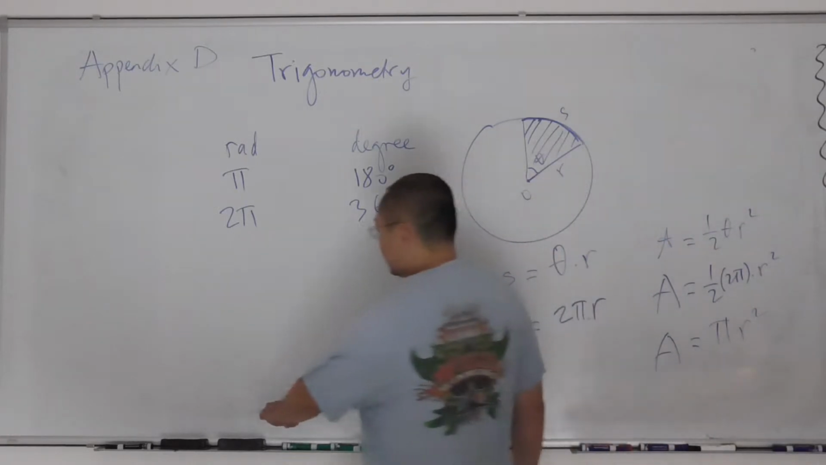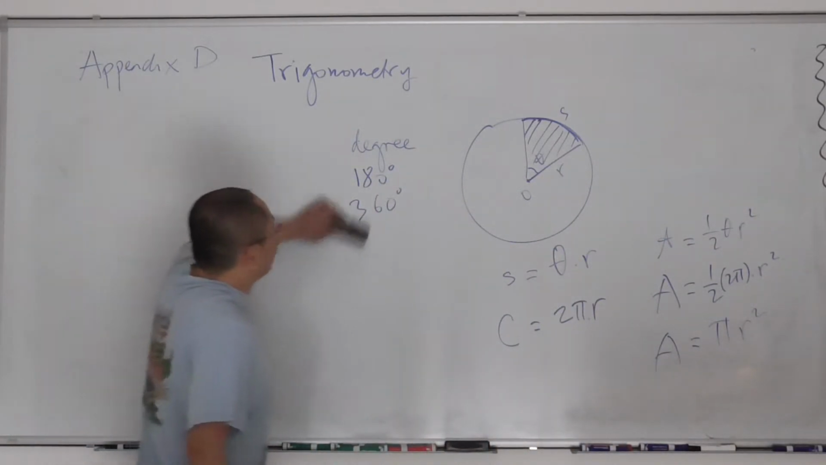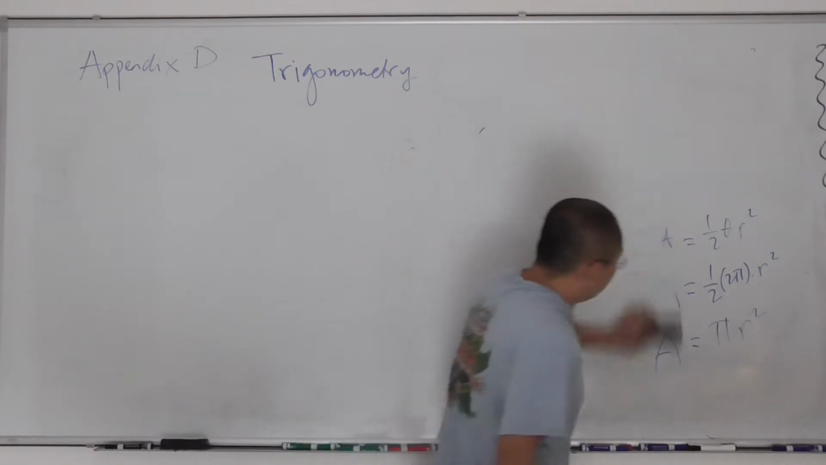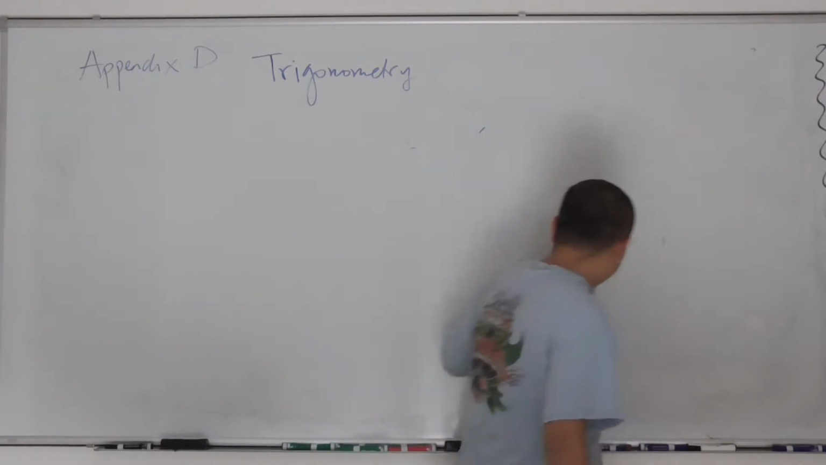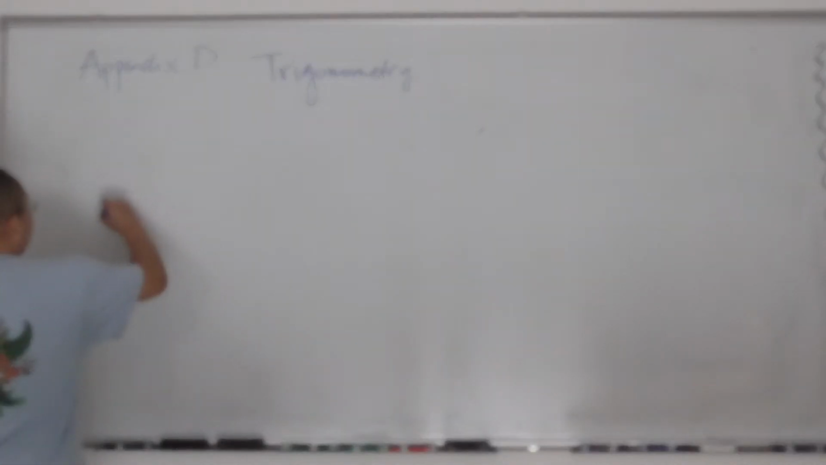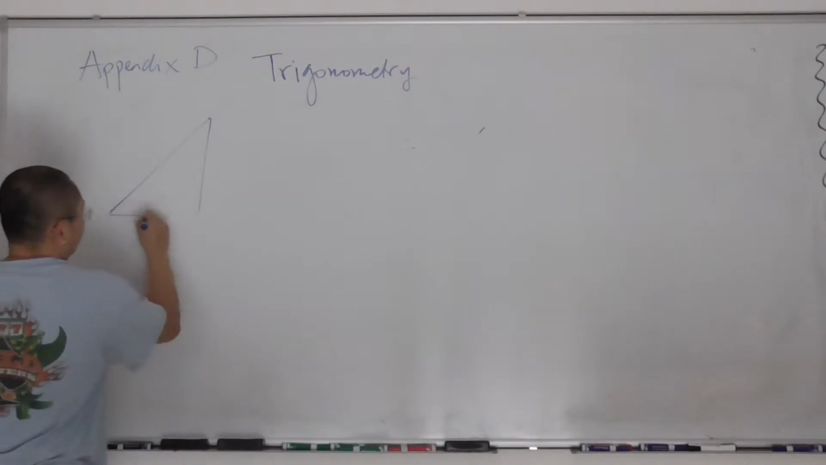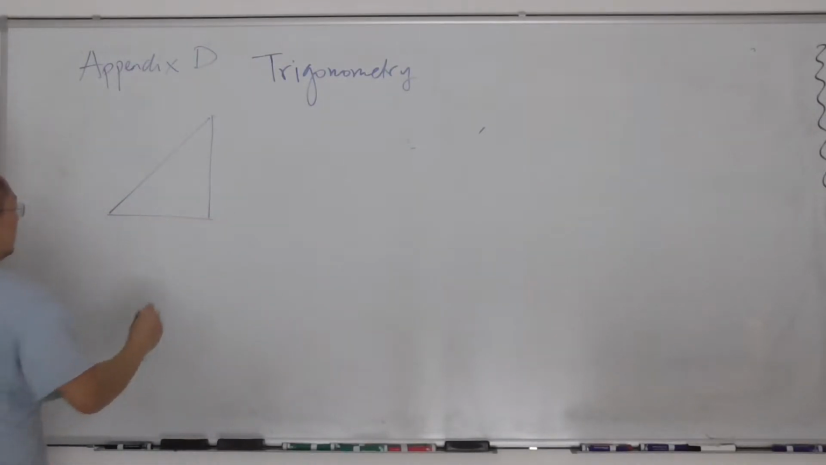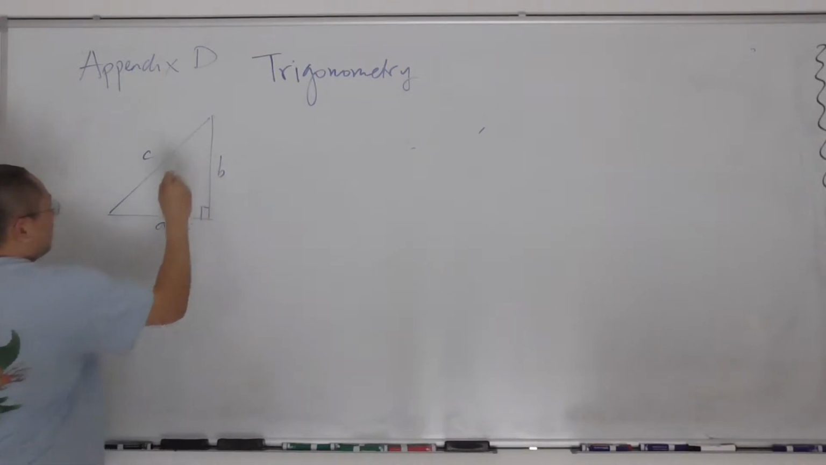Now let's talk about the 6 basic trig functions, see how we define them and how we figure out the trig identities. Let's start with the right triangle. This is the angle of 90 degrees. This is the hypotenuse, C. This side is A, and this side is B.